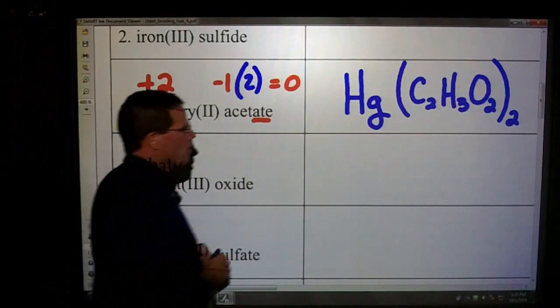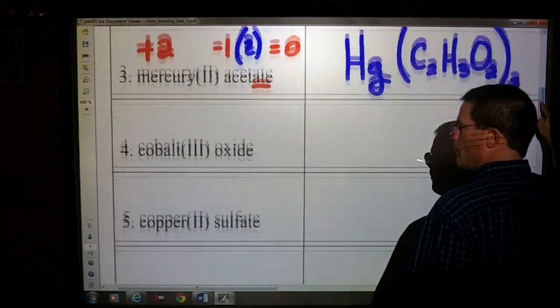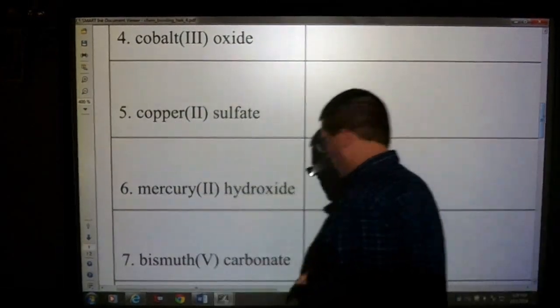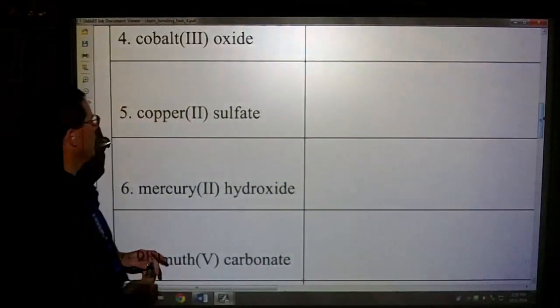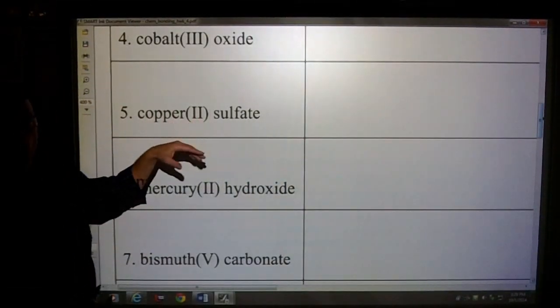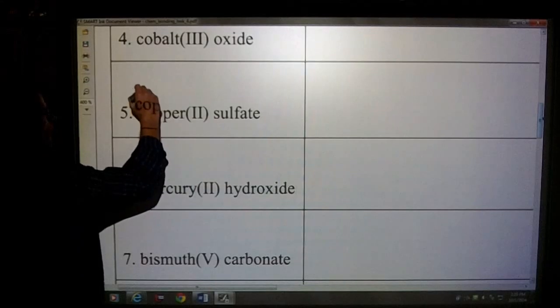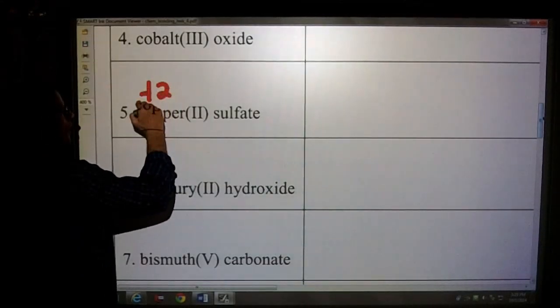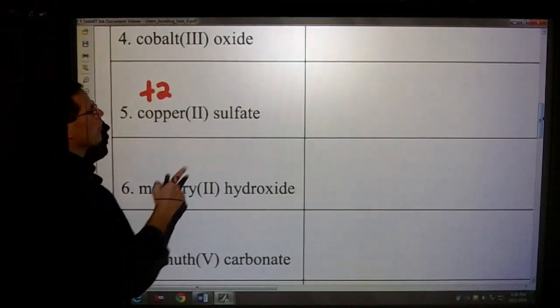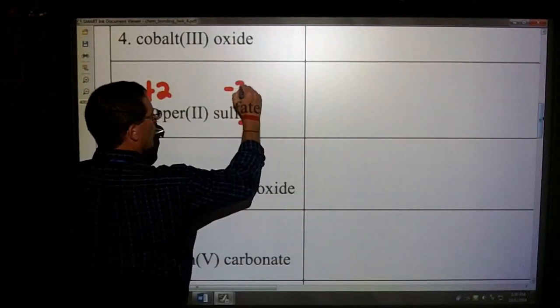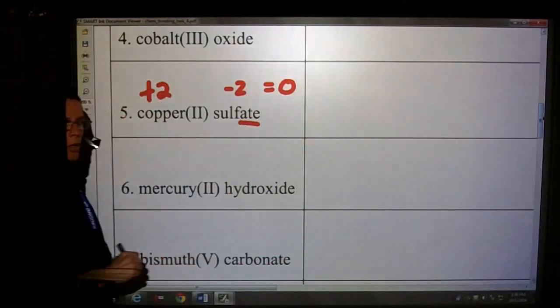All right, let's look at number 5. Number 5 is copper 2 sulfate. Again, the Roman numeral means that we have a +2 charge on each copper. And sulfate has, very good, a -2 charge. So that works out quite nicely.